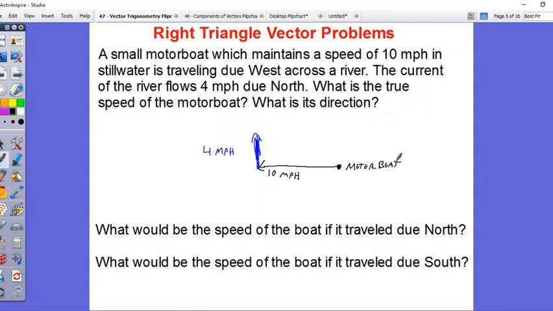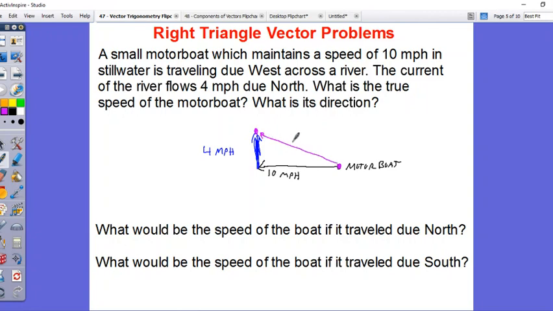So now we have ourselves a question. What is the true speed of the motorboat? What about its direction? So the true speed of the motorboat and its direction is going to be the resultant vector of our westward movement and our northward movement. So we're going to start here where the motorboat starts. This is where the motorboat finishes. And this is our resultant vector.